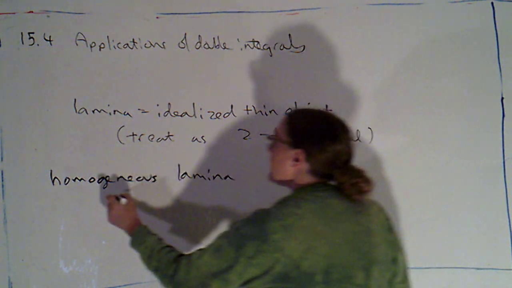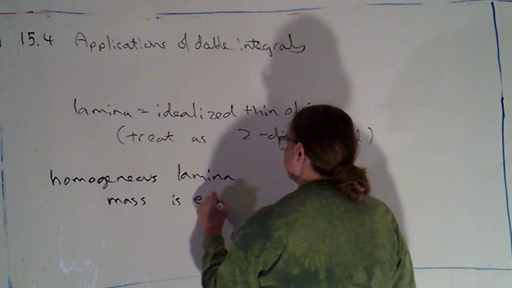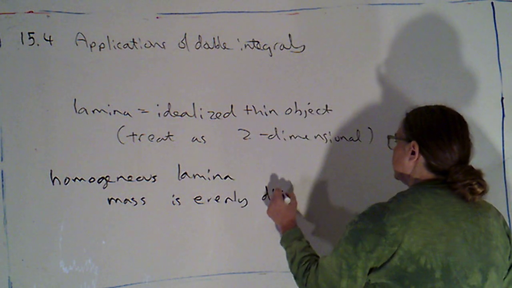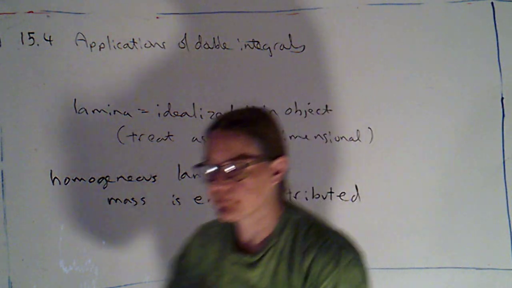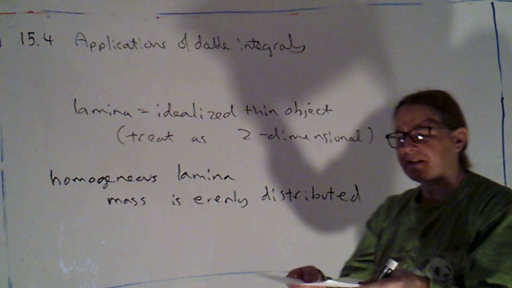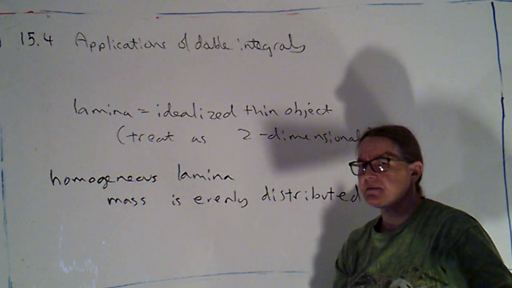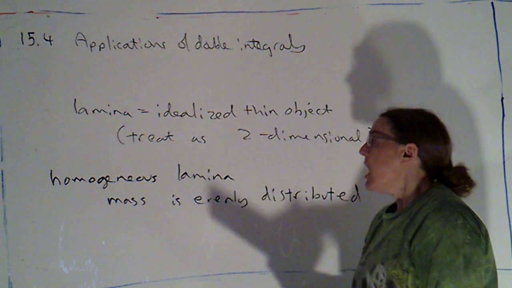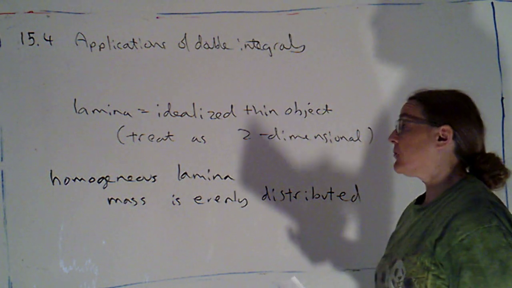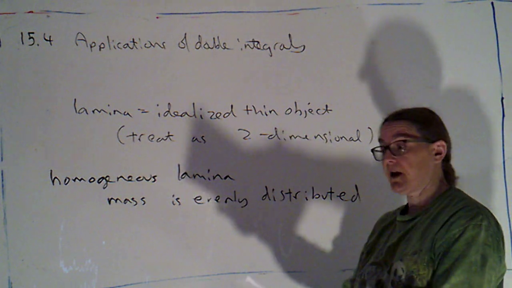that means that the mass is evenly distributed. So, pieces of paper tend to be homogeneous. If I were to cut this in half, I would have just as much mass in the left half as I did in the right half, okay? But not all laminas come that way. Some of them are non-homogeneous, so that parts of it are more massive than others.